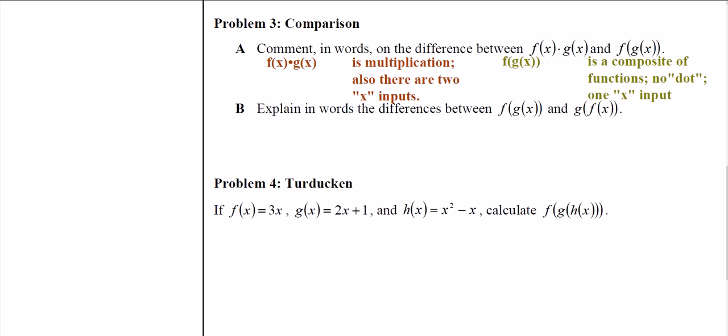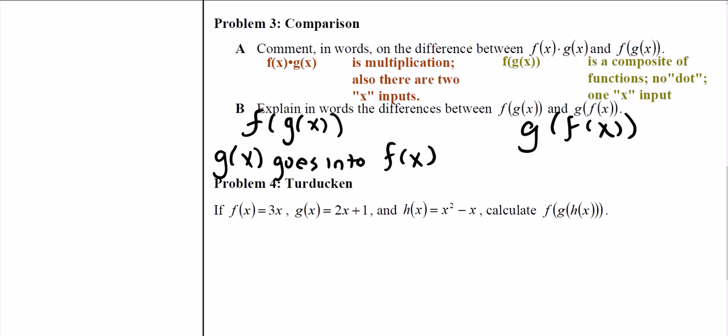For f of g of x, which is what we're discussing now, it's a composite of functions. Notice that there is no dot, right? There is no dot here. And there is only one x. So make sure you can distinguish between those two.